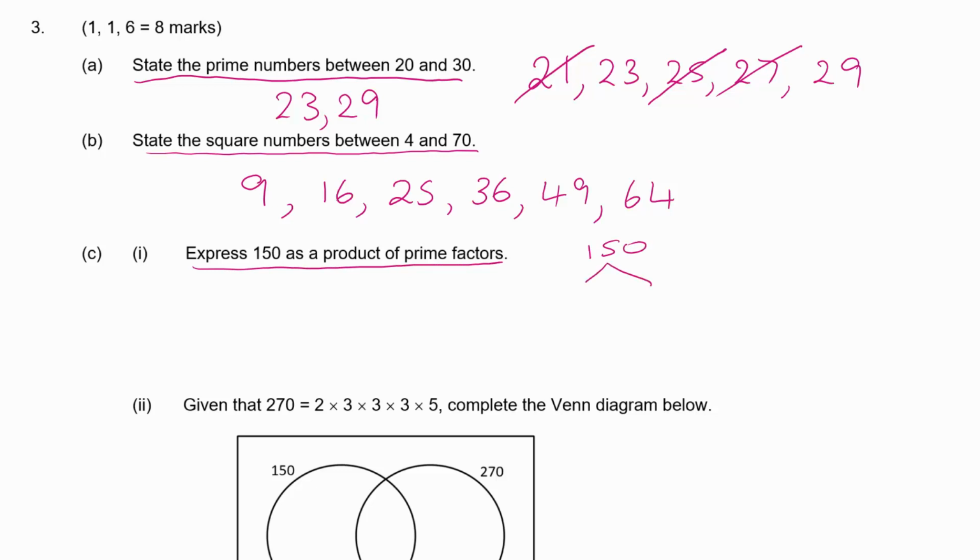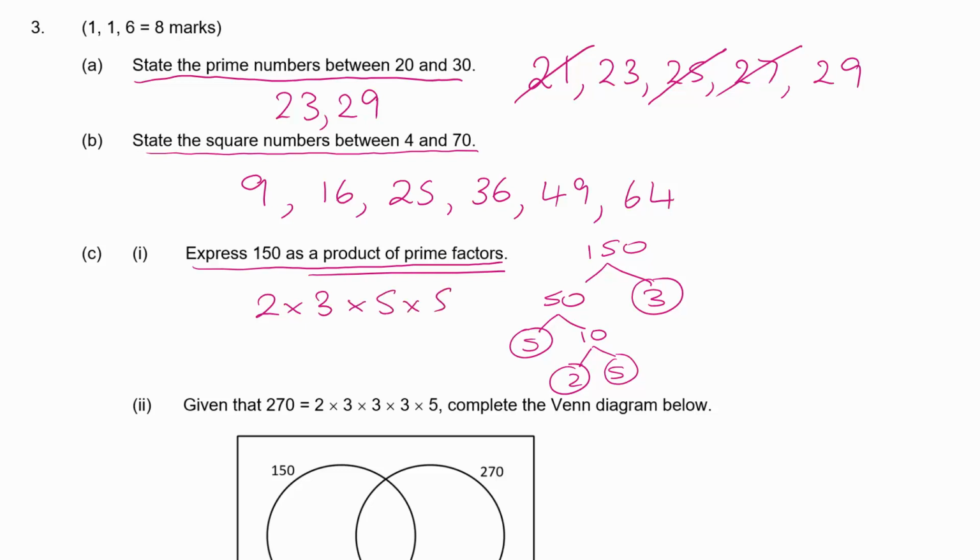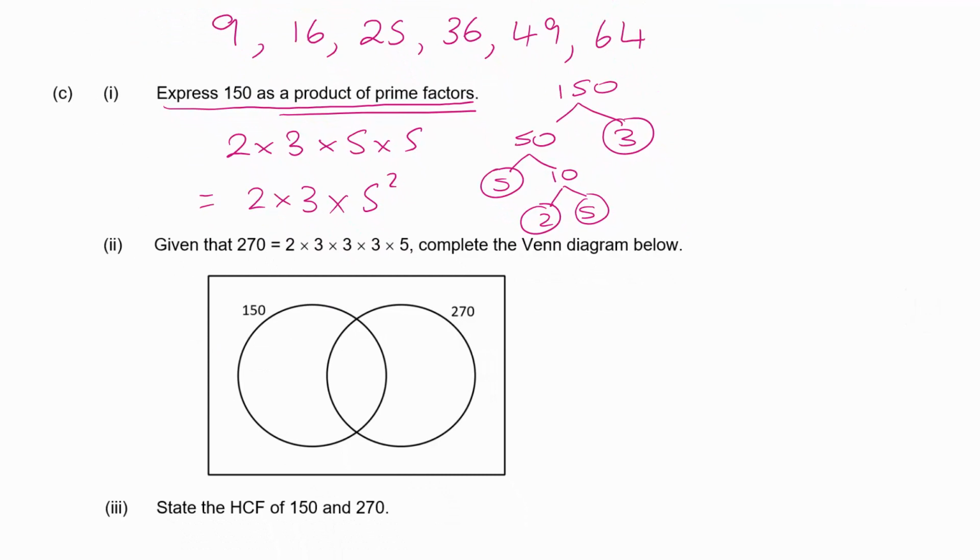So that's a factor tree. You can do 50 and 3, 10 and 5, and 2 and 5. But you do have to write it as a product. So I do expect 2 times 3 times 5 times 5, or 2 times 3 times 5 squared to get both marks. Now we're told that 270 is equal to this, and we want to complete the Venn diagram.